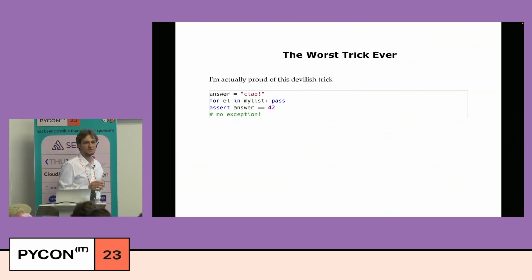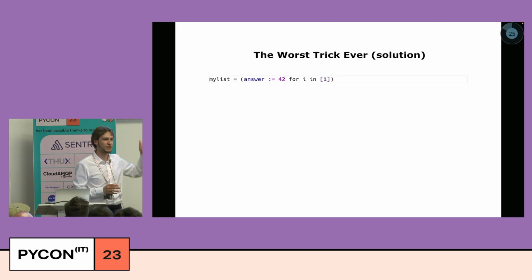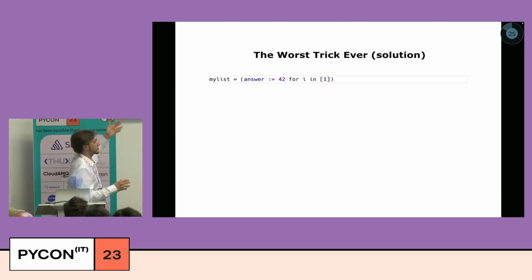What could it be? A generator expression comprehension with a walrus operator in it? Yes. So it's just that. I've got a generator, which is lazy, so it doesn't get immediately executed, which means that the variable is not going to be set until I actually start iterating on my list. And as soon as I do that, the global variables change.